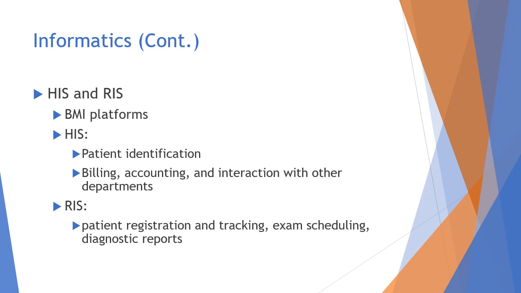HIS and RIS are also BMI platforms. HIS is a hospital information system, which involves patient information and text information. It's going to be billing, accounting, and interaction with other departments. RIS is all about radiology, so it's a radiology information system. It handles patient registration and tracking, exam scheduling, and diagnostic reports.